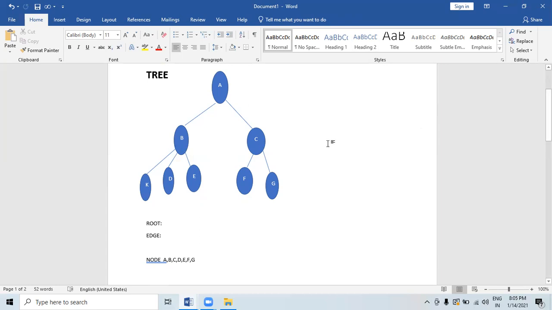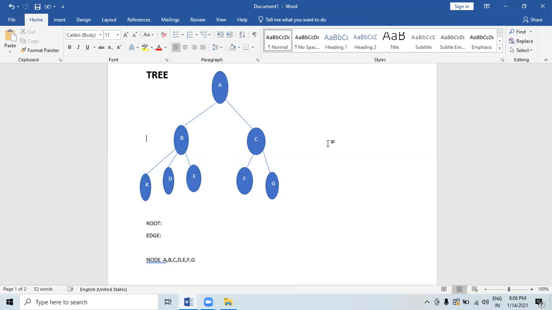Then path. A path between any two nodes in a tree is a sequence of distinct nodes in which successive nodes are connected by edges. After this, parent. In a tree data structure, the node which is the predecessor of any node is called the parent node. A parent node can also be defined as a tree node which has a child or children. The root node is the only node which does not have any parent. In the above tree, nodes A, B, C are parents.